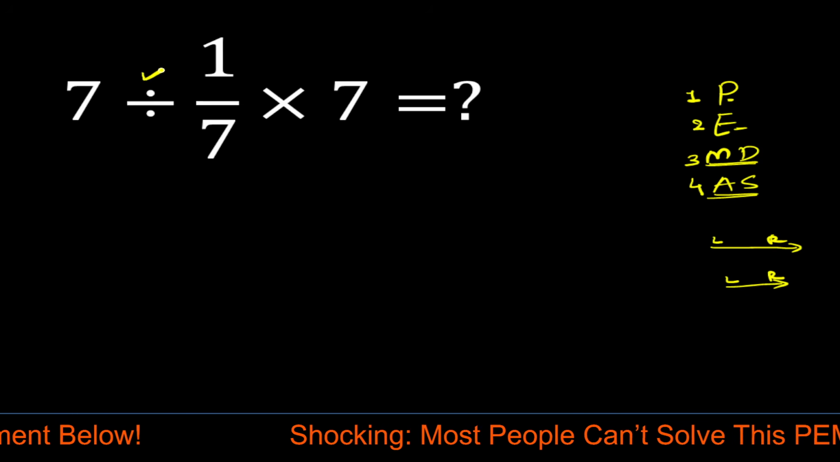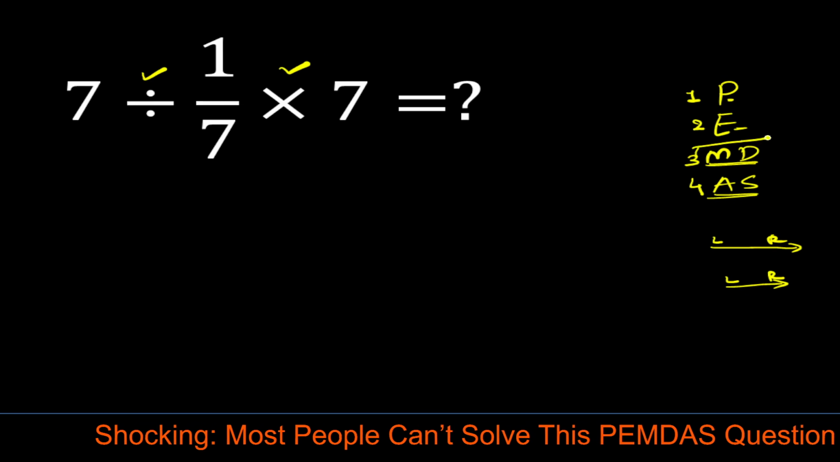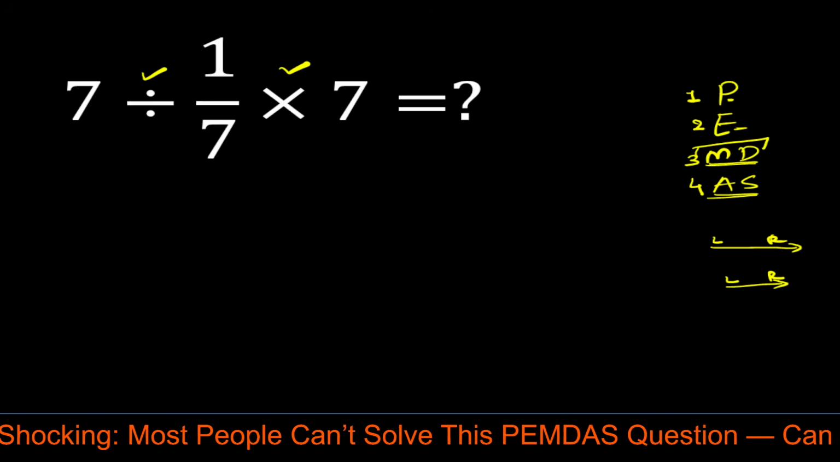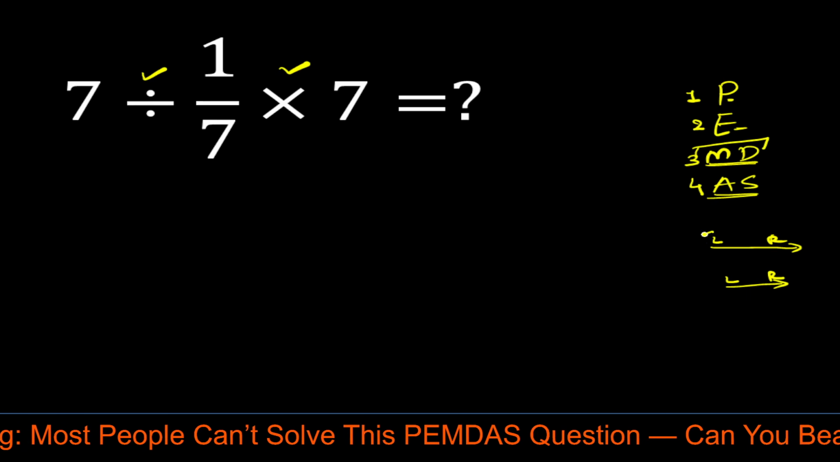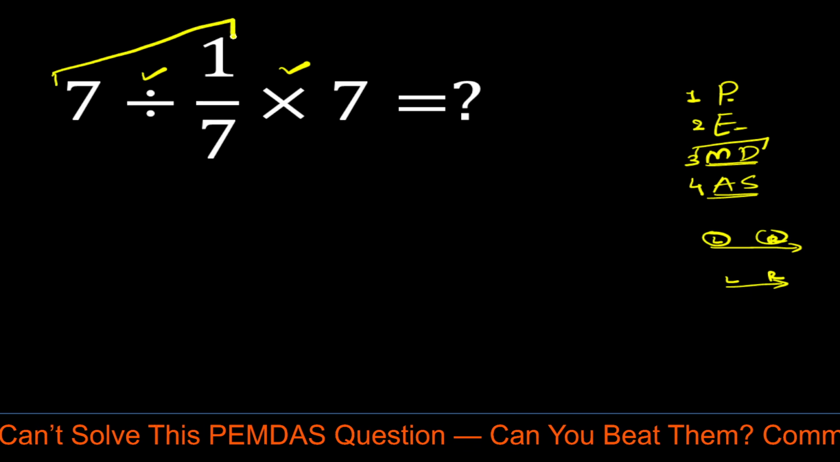So in this question, here we have one division and here a multiplication. So multiplication and division both have equal priority, so we have to solve from left to right. So first we have to solve this division, right?